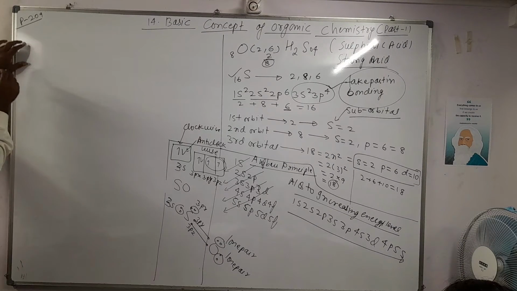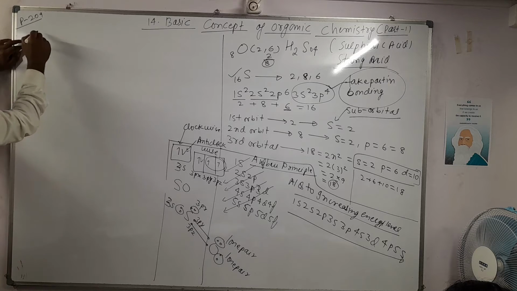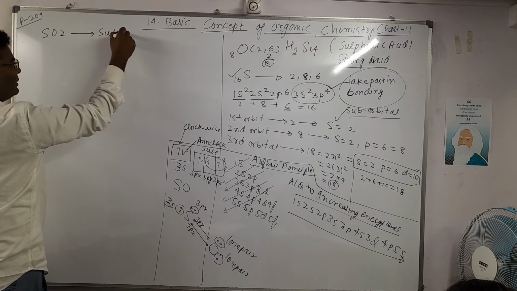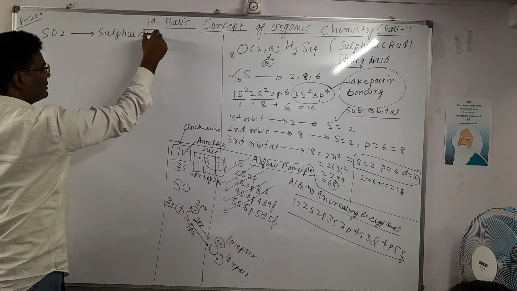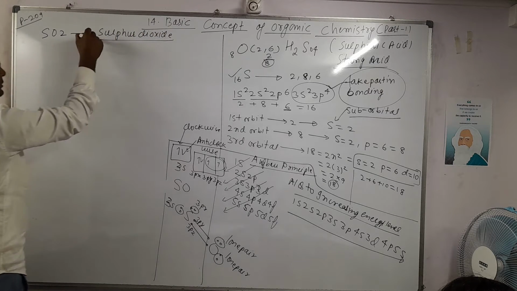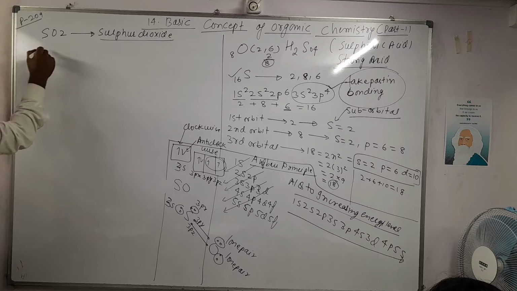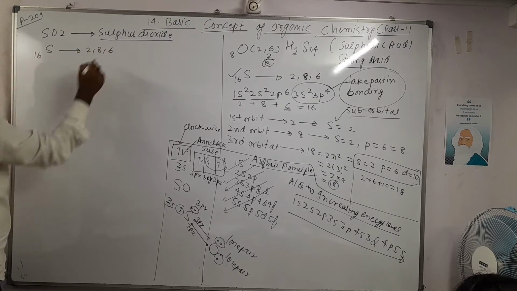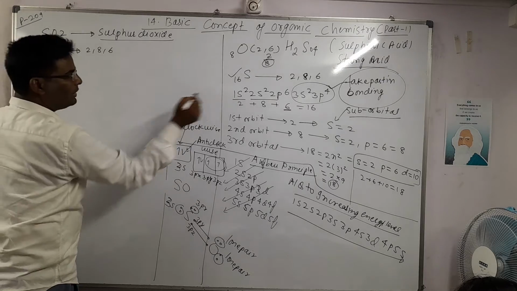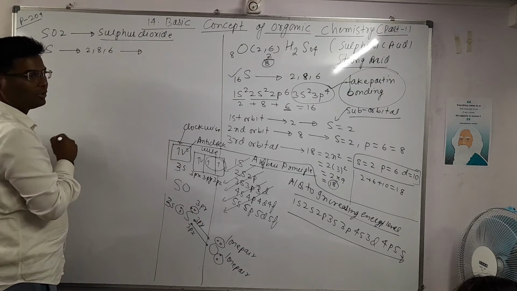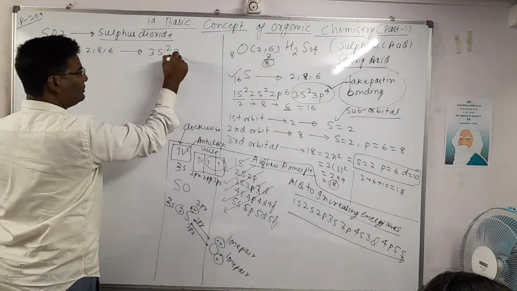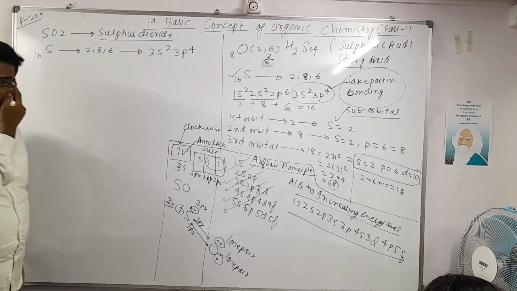Okay. Suppose we want to draw the structure for SO2. So this is your sulfur dioxide, right? Sulfur's electronic distribution is the same, so it will be 2, 8, 6, right? And the electronic distribution for the last orbital will be 3s2 3p4, right?